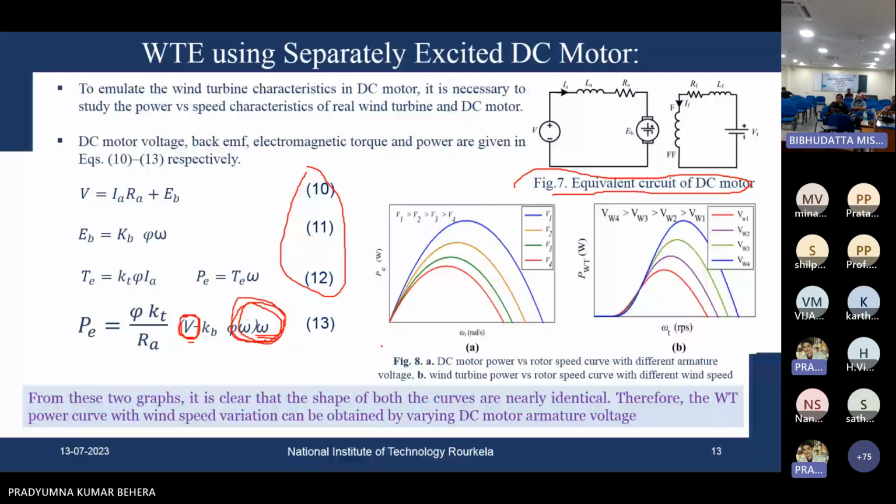So the DC motor power versus rotor speed curve with different armature voltages is plotted in figure 8a. And the wind turbine power versus rotor speed curve with different wind speeds for a wind turbine is plotted in figure 8b. From these two graphs, we can see that the shapes of both of the curves are quite analogous to each other. Therefore, the wind turbine power curve with wind speed variation can be obtained by varying the DC motor armature voltage.